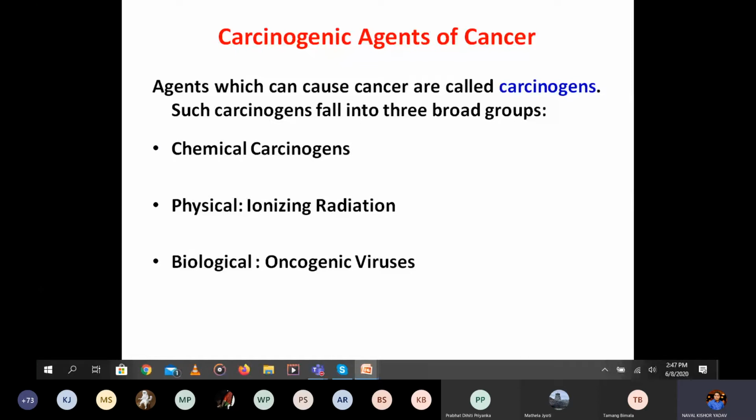Now come to the carcinogenic agents that cause cancer. It is divided into three groups: chemical carcinogen; physical, that is ionizing radiation, so you can say radiant energy; and biological, that is the oncogenic virus, either DNA or RNA, which acts as a carcinogen and causes different types of cancers. So we'll discuss one by one: chemical carcinogen and ionizing radiations, how they cause cancers, and what the mechanism of the virus is to develop the cancer.